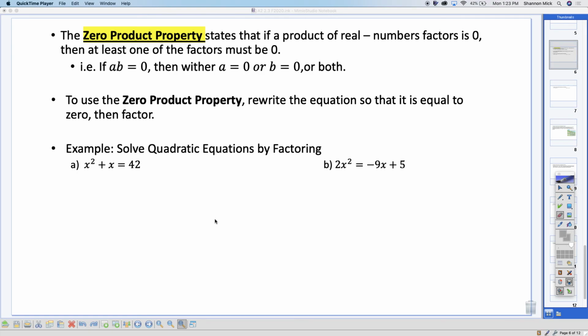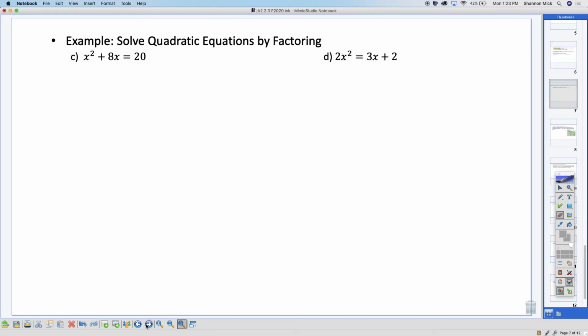Okay, so we are on 2-3 day 2. On Thursday, I showed you the zero property and just basically said you have to set it equal to 0 before you can factor to solve, right? So we did these 2 examples. I just wanted to remind you of that. So we have 2 more examples. So I have x squared plus 8x equals 20.